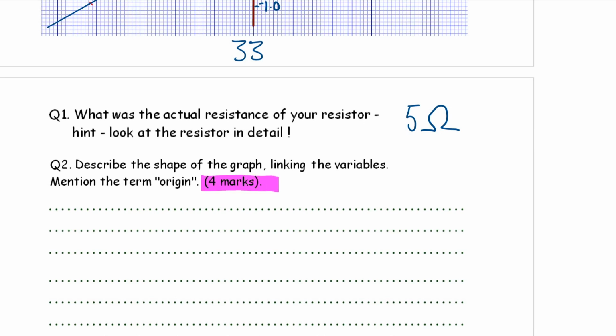Next question is a 4 marker. 4 marks. Describe the shape of the graph. Here's that instruction word, describe. Describe is different to explain. With explain, you're giving reasons, scientific reasons. With describe, you're saying what you're seeing. Look at the shape of the graph, link in the variables. Mention the term origin. Now the variables are our current and voltage.